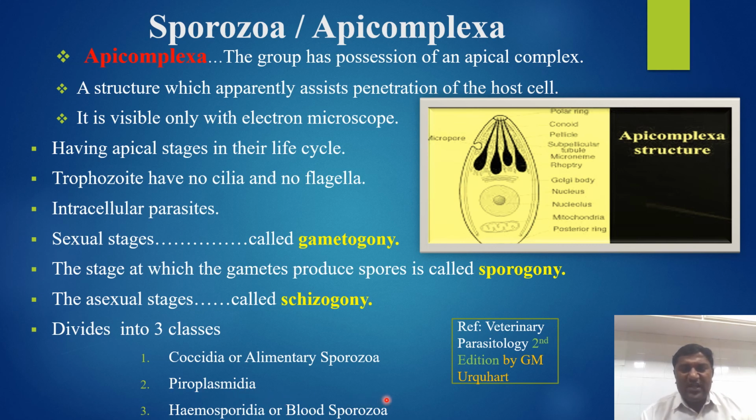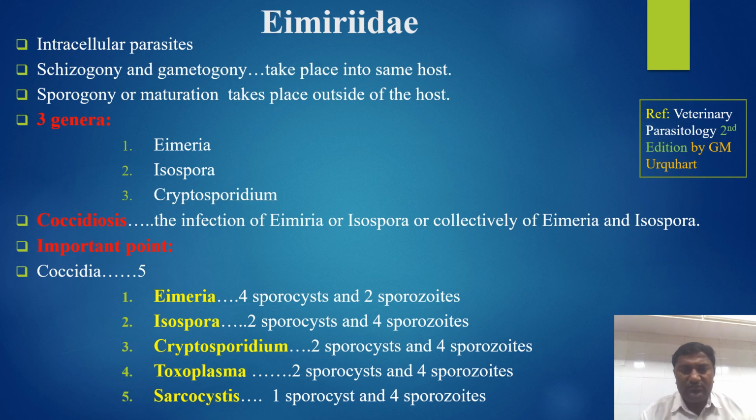And this is the apical complex structure. It has first the polar ring, then the conoid, pellicle structure, subpellicular microtubules, then the Golgi bodies, and last is the micronemes. And this is the apical complex structure.